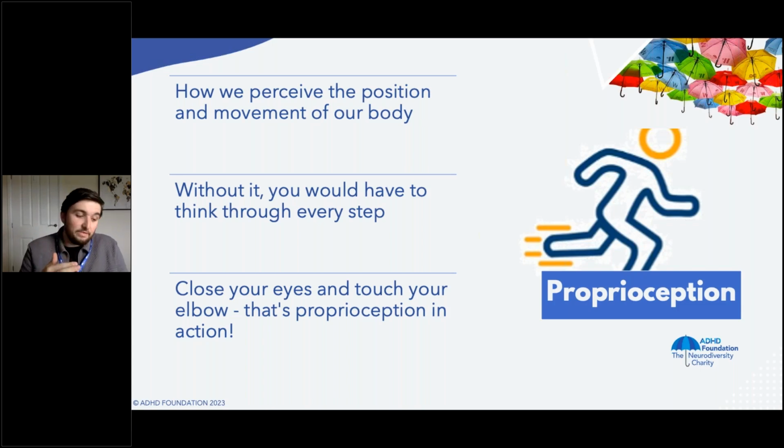So a great way of showing this: if I was to ask you to close your eyes, and you can do this now if you like, close your eyes and then touch one of your elbows. Chances are you're probably able to do that. I've just done it there. I can close my eyes and touch my elbow. Chances are you're probably able to do that with your eyes closed.